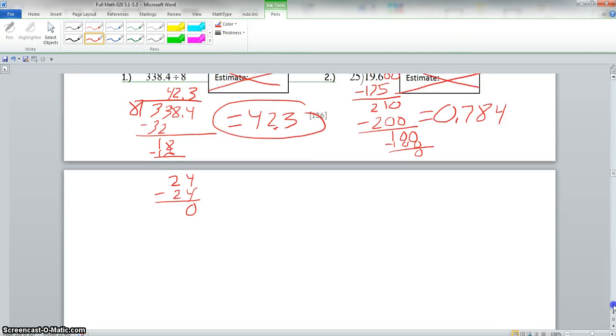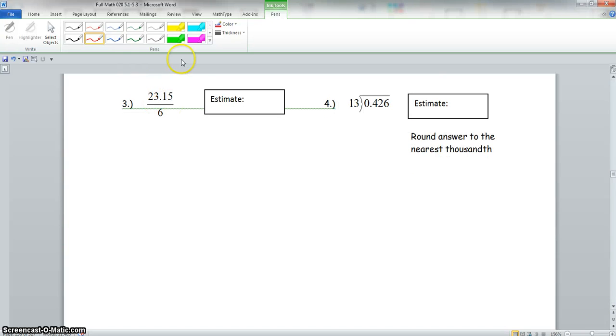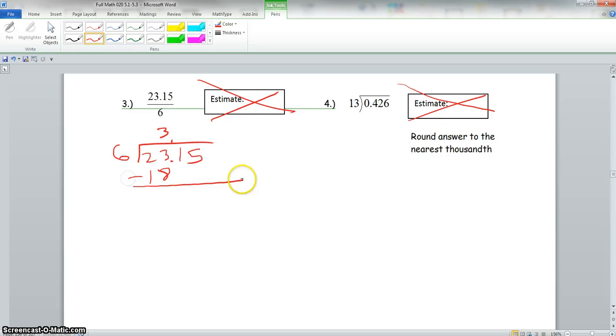Now we're going to scroll down here. We go down here to number 3. Again, we're going to cross out this estimate box for 3 and also for 4. Okay, now we would take 6 into 23.15. And we'll bring up our decimal. 6 goes into 23 3 times. 3 times 6 is 18. 23 minus 18 is 5.